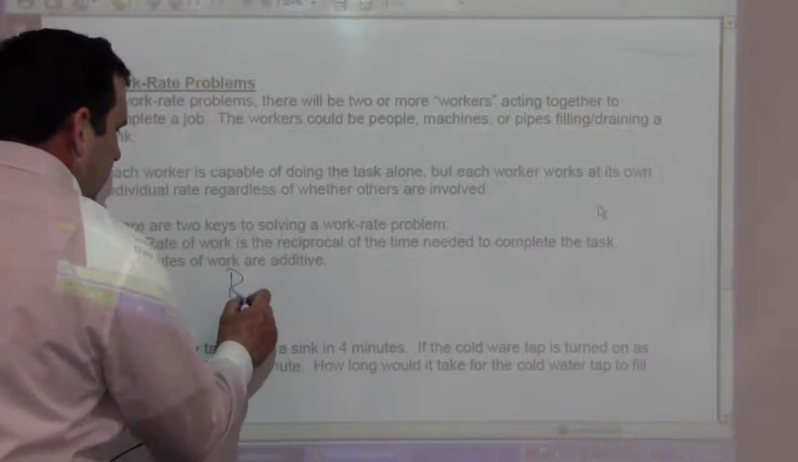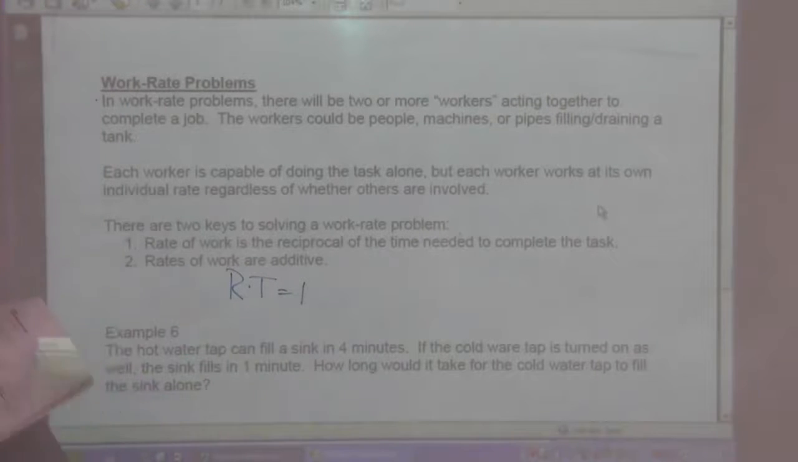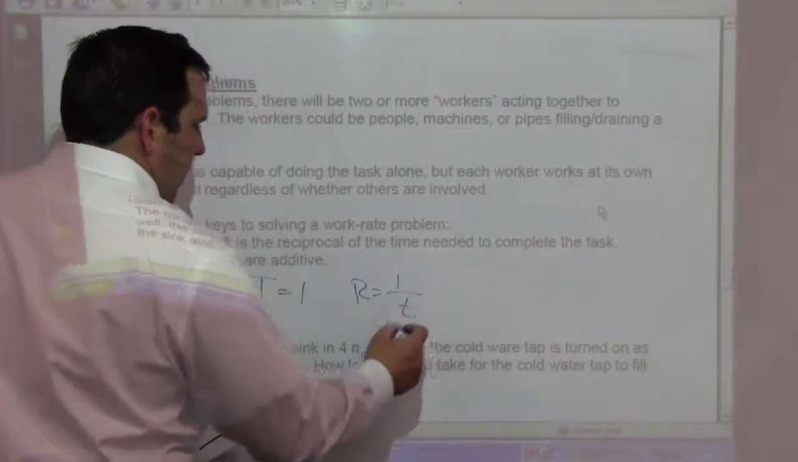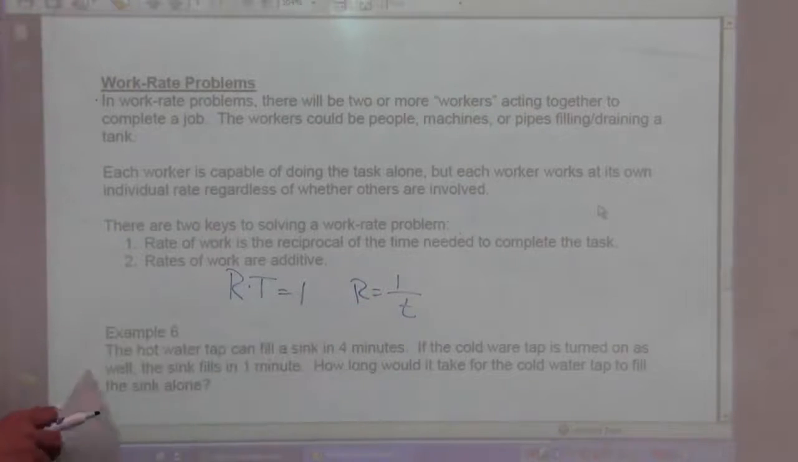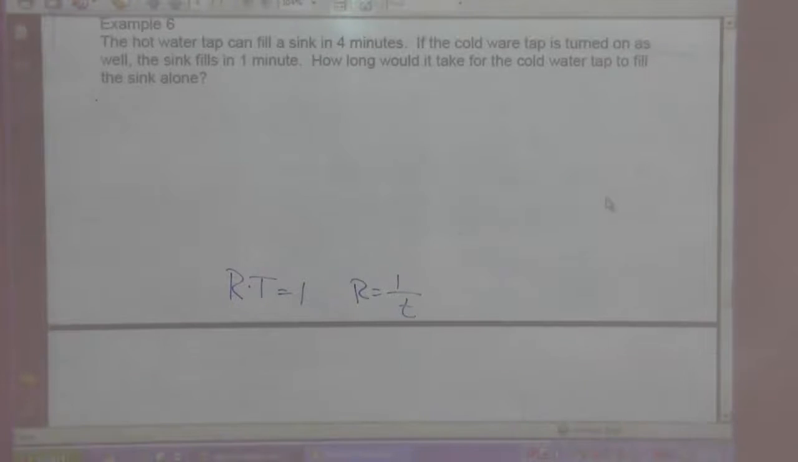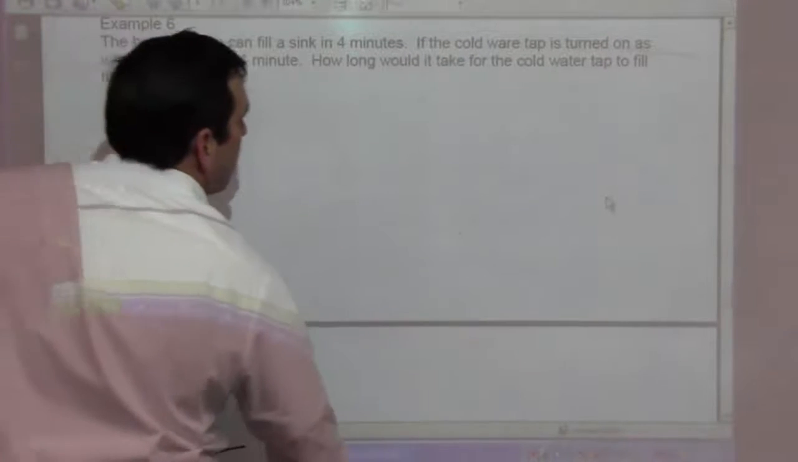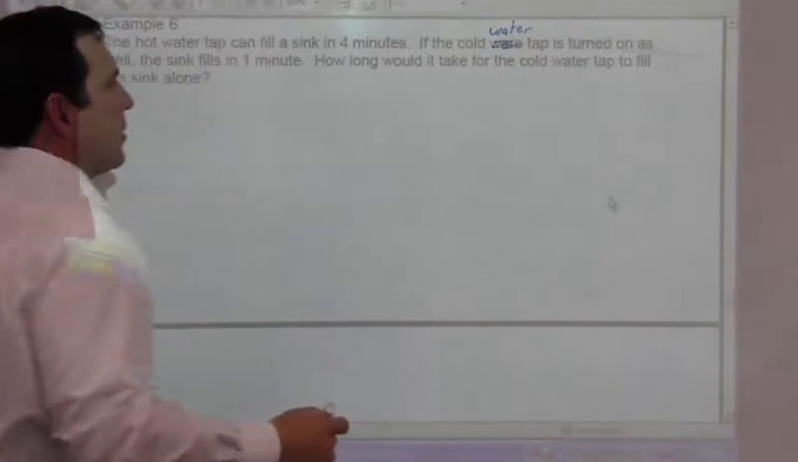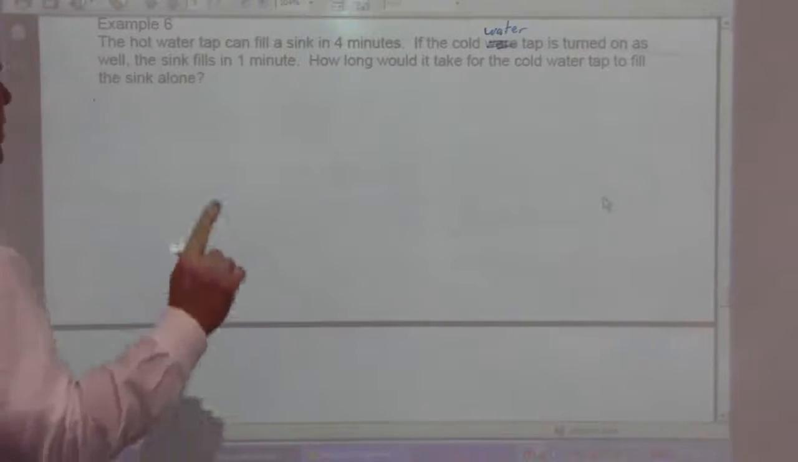So we have the rate times the time to do it is 1 job completed. And the rate is 1 over, I'll put little t, the time it takes 1 person to do the job. The rate of 1 person or thing. Okay, example 6 says the hot water tap can fill a sink in 4 minutes. If the cold water tap is turned on as well, the sink fills in 1 minute. How long will it take for the cold water tap to fill the sink alone?